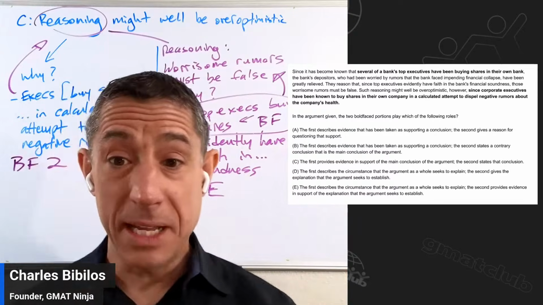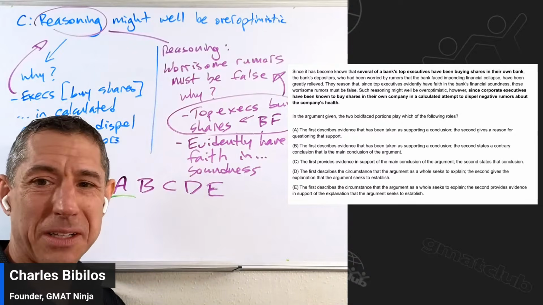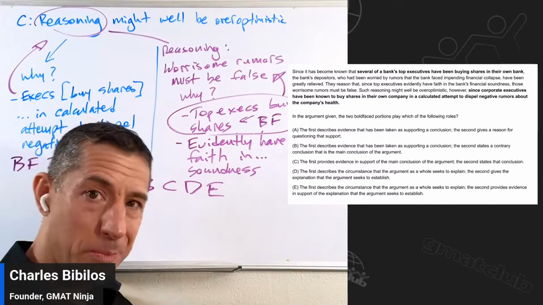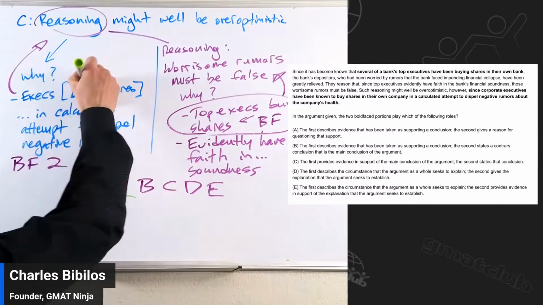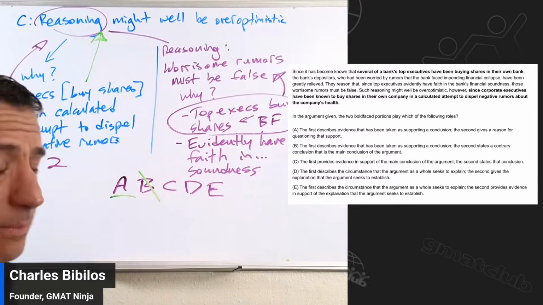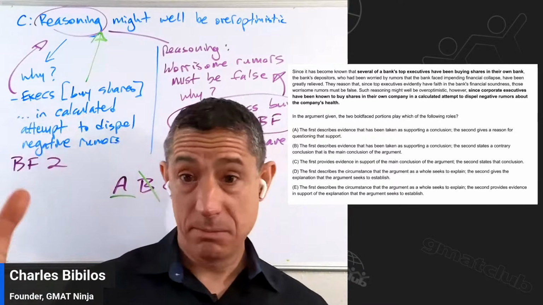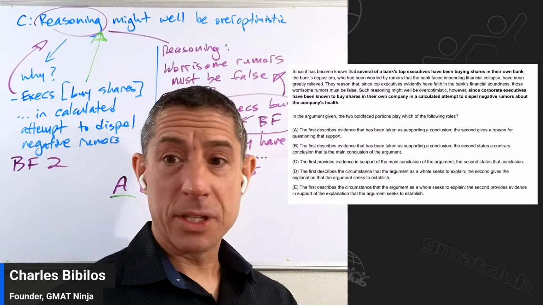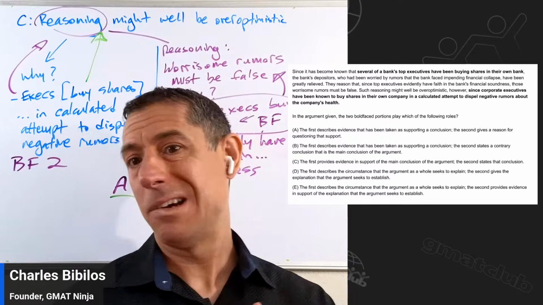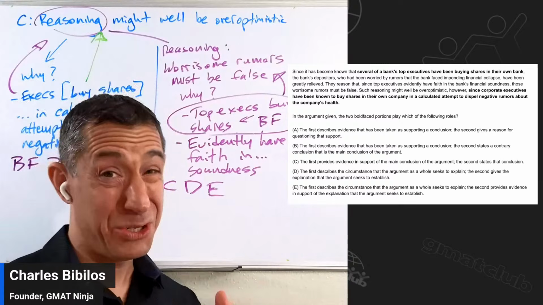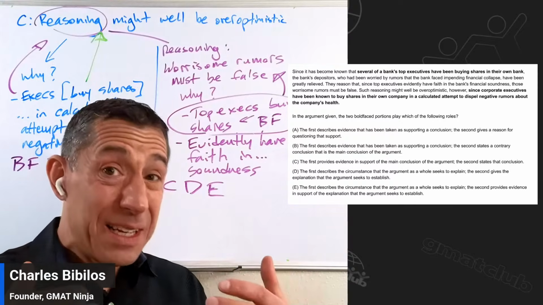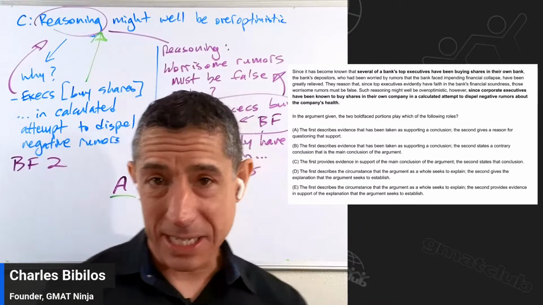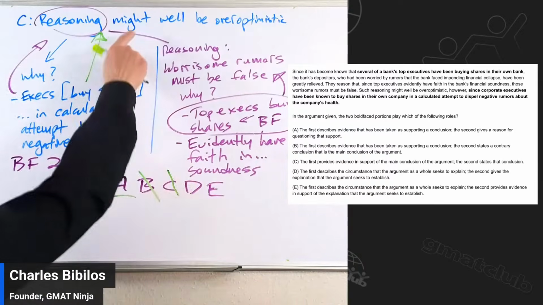Who knows? B, the first describes evidence that has been taken as supporting a conclusion. Okay, good. The second states a contrary conclusion that is the main conclusion of the argument. No, this isn't a conclusion, right? This is just supporting this guy. So B is out because it is not the main conclusion of the argument. C, the first provides evidence in support of the main conclusion of the argument. No, it's not. Definitely not support for the main conclusion. It's a thing people are doing, but it doesn't support the conclusion. We probably could cross it out there. I'm going to keep going anyway. The second states that conclusion. Again, the second part is not the main conclusion at all. This is the main conclusion. This just supports it.